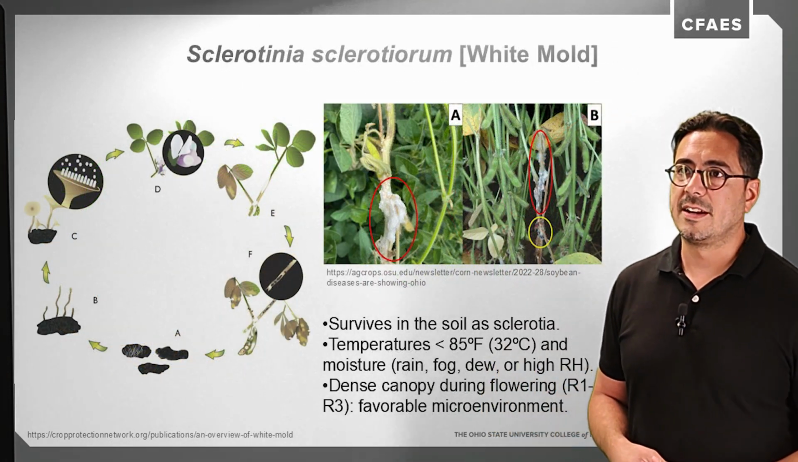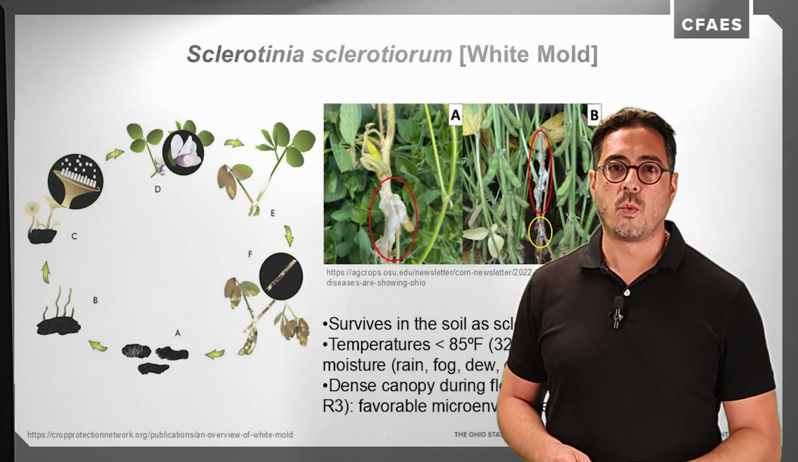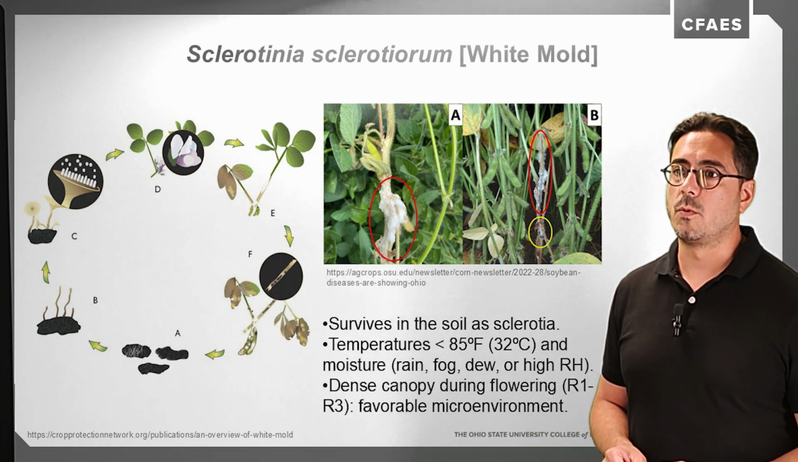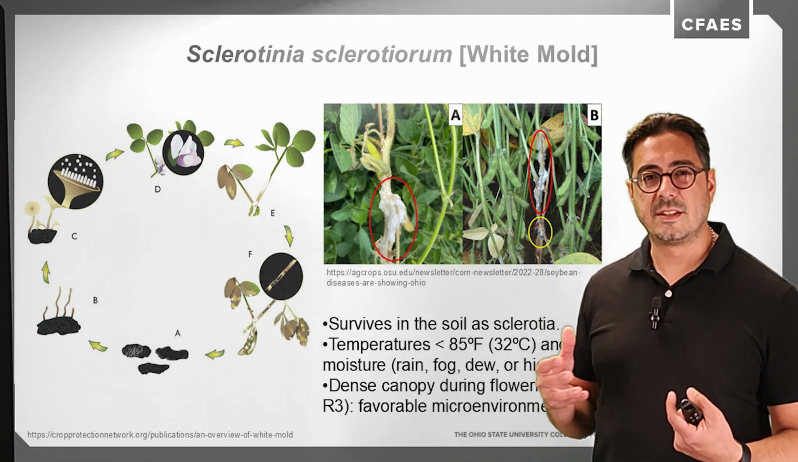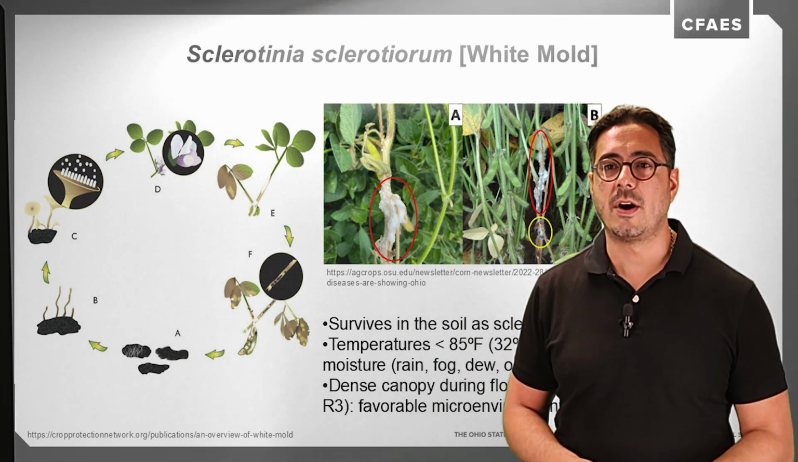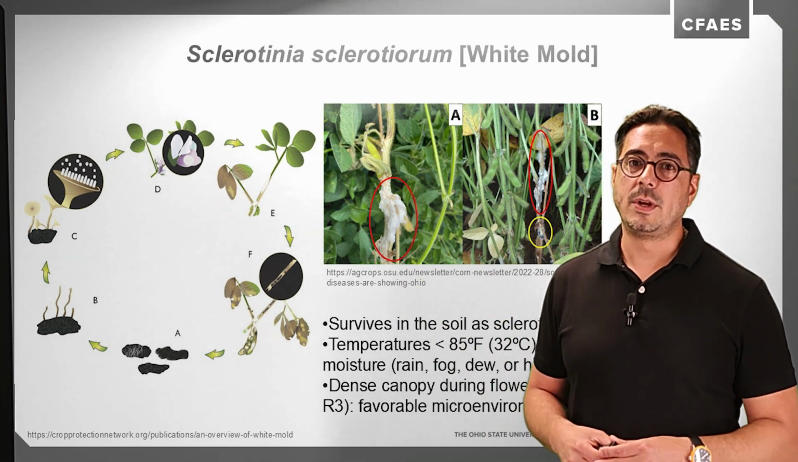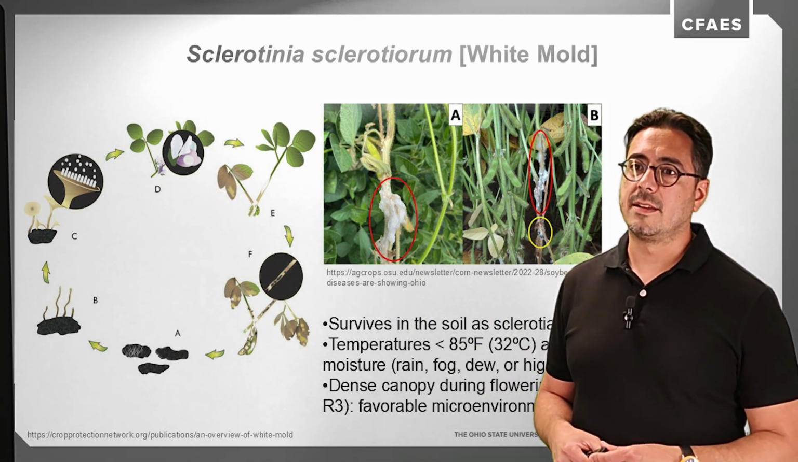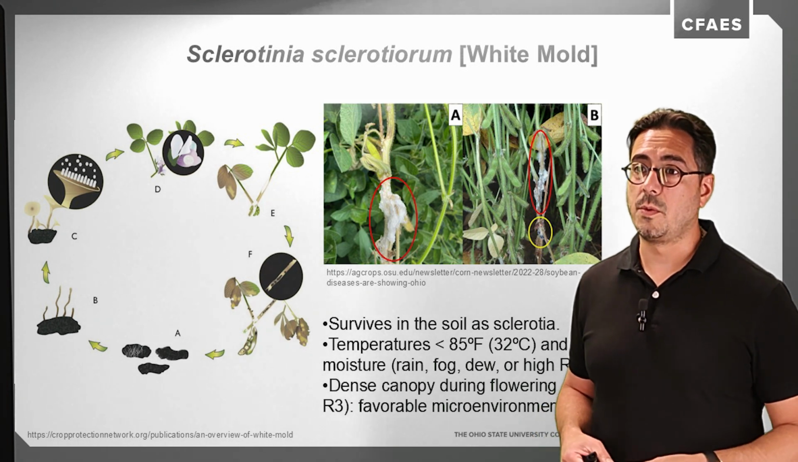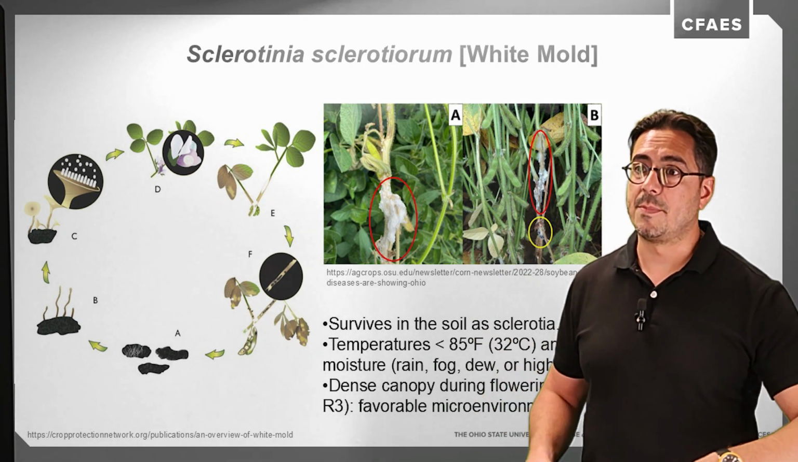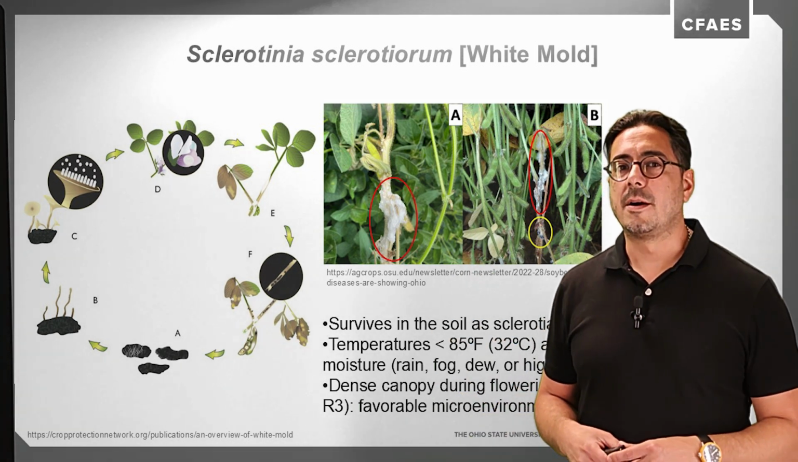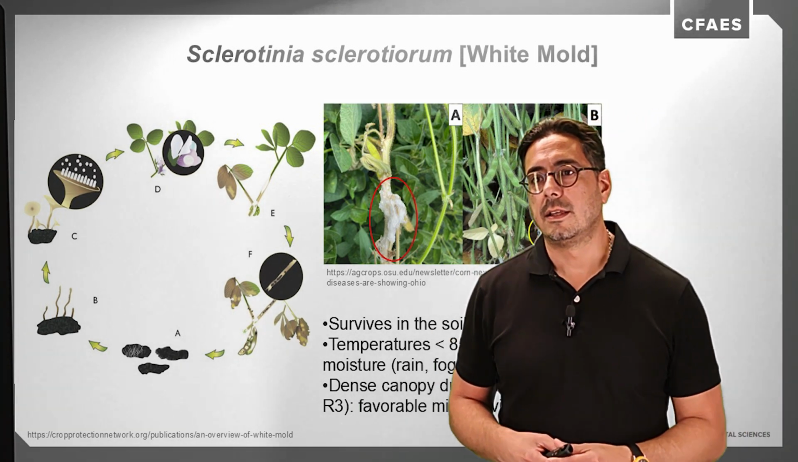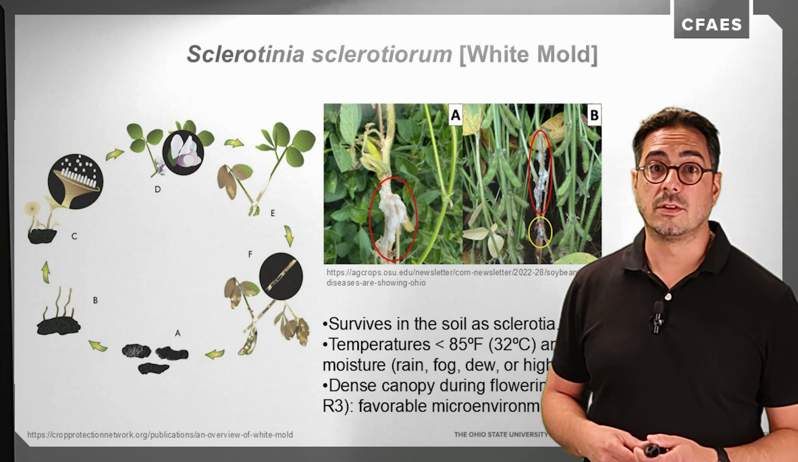Another pathogen, Sclerotinia sclerotiorum, which causes white mold, is one that is very prevalent in Ohio, more specifically in the northeast part of Ohio. But any part of Ohio really can be affected by this disease, specifically when we have those high temperatures, rain, fog, a lot of dew, which are pretty much what we're seeing in this season.